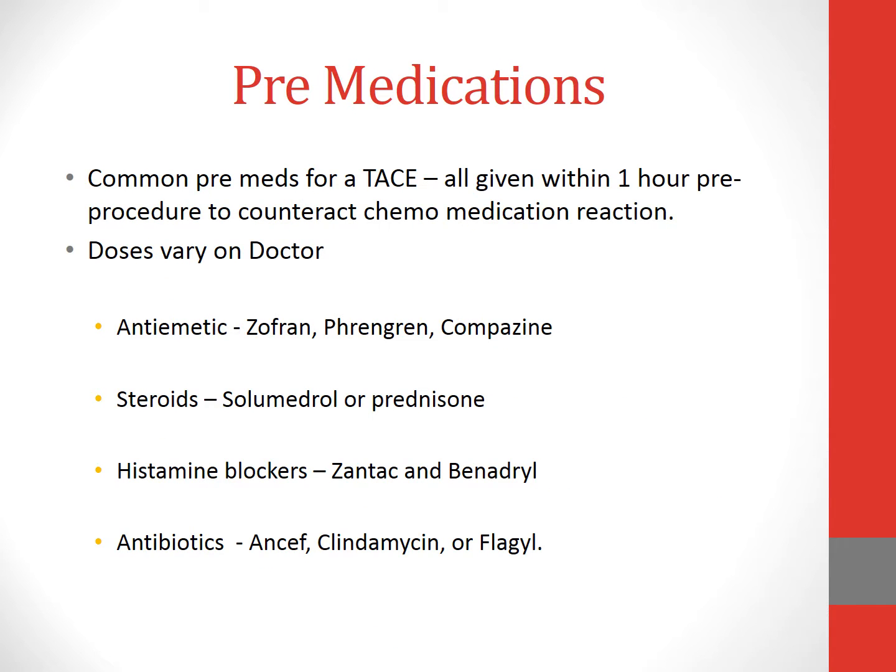They receive pre-medications, and they all are given to counteract chemo medication reaction. All these doses vary upon each doctor, but they do receive these 4 different types. They receive an antiemetic. Usually in the beginning we start with Zofran unless they're allergic, then Phenergan or Compazine. We give them steroids, Solu-Medrol or prednisone, histamine blockers, and antibiotics, usually 2 of those, Ceph or Flagyl.